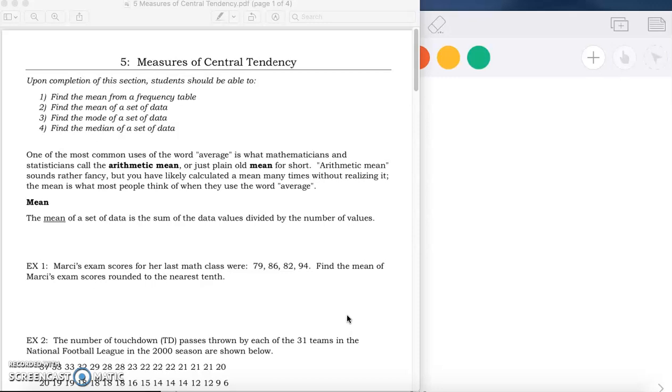Where's the middle of the data? Where's the bulk of the data? It's really important. It's used a lot in the world of statistics. It's used a lot in a lot of areas right now.